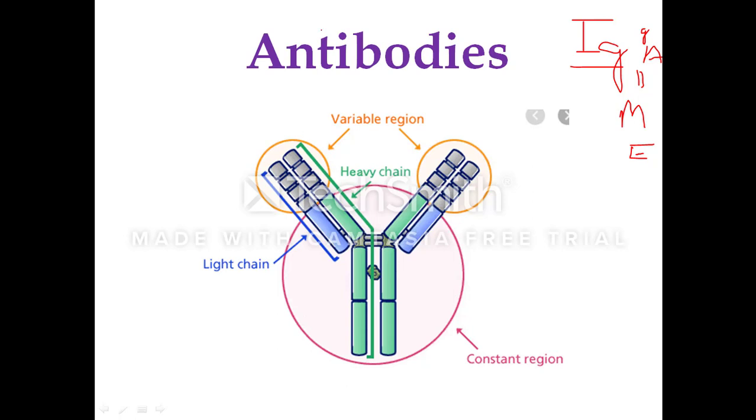These antibodies are Y-shaped structures. They consist of two identical light chains and two identical heavy chains.